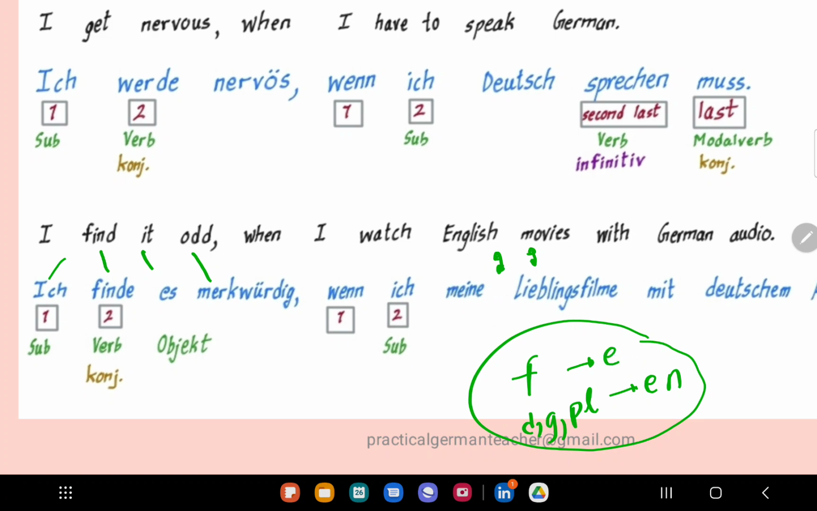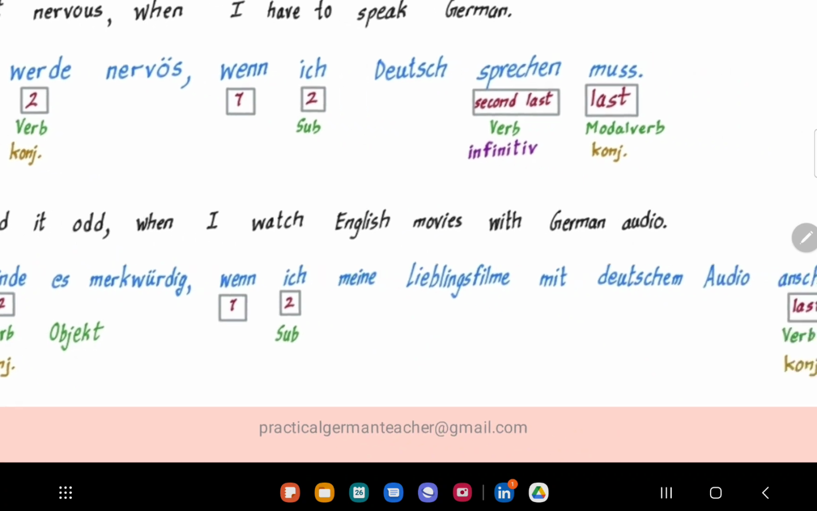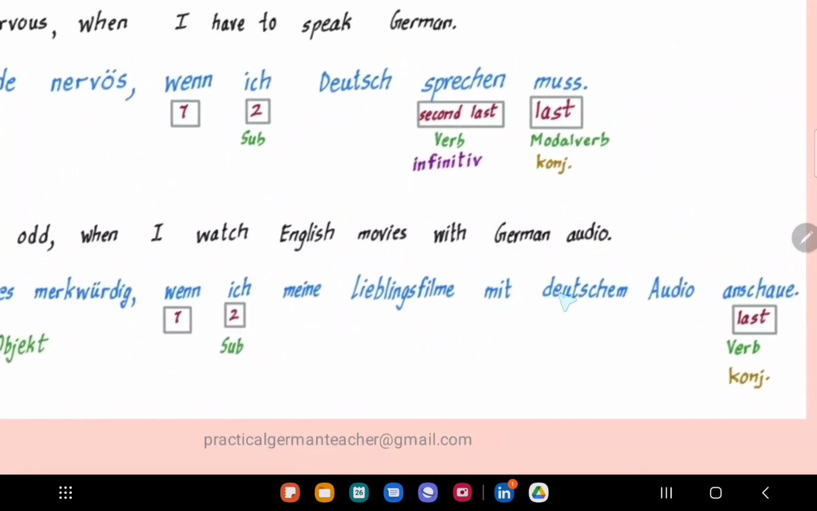Let's say you want to say when I watch the English movies, so when ich die englischen Filme. Now it is accusative, don't forget, and at the moment it is plural, so plural is Englischen. Wenn ich die englischen Filme mit, now here I am using mit, so here I'm not using any article, right?